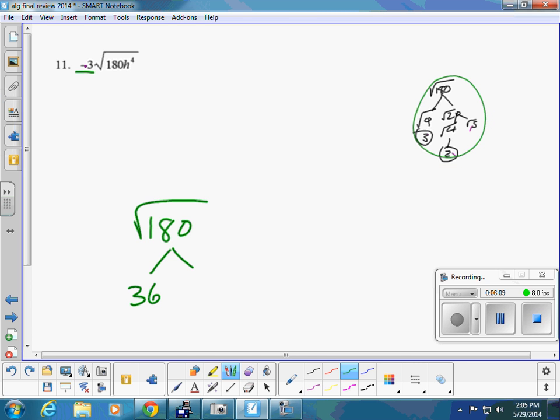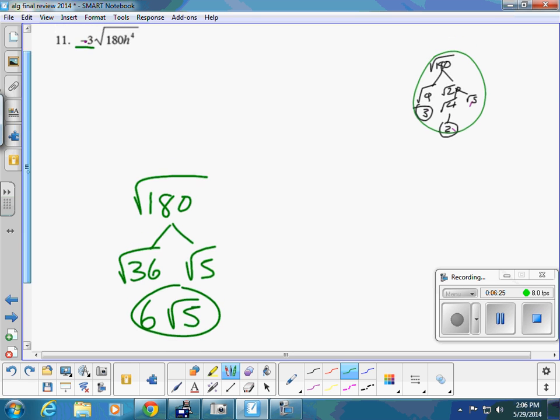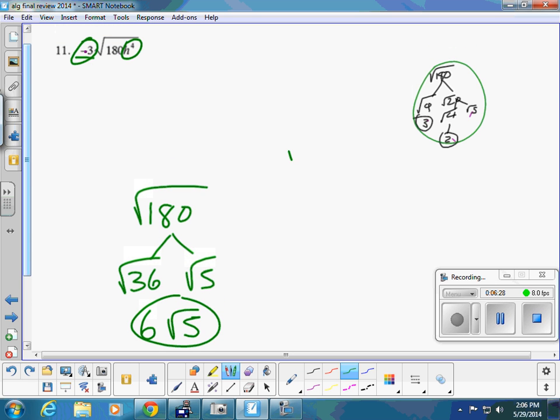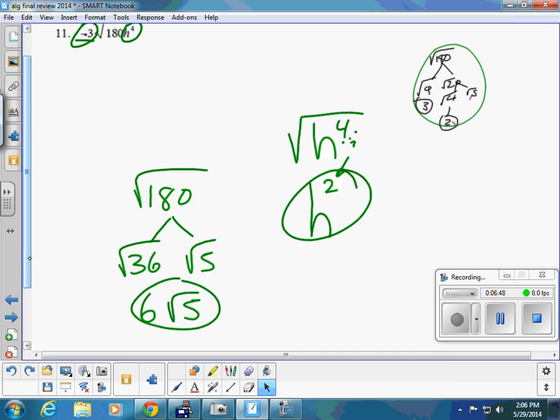36 goes into here, and it's going to go 5 times. A radical 36 times radical 5 is 180. So I could break that down into 6 radical 5, that part. But I still have the negative 3, and I still have the h to the 4th. The radical h to the 4th is the same thing as h squared. Remember, we divide this by 2, and that's how we get the number out front. There's 2 pairs of h's in there. So I have the h squared on the outside, I have the 6 on the outside, and I have the negative 3. So I need to combine all those things together.